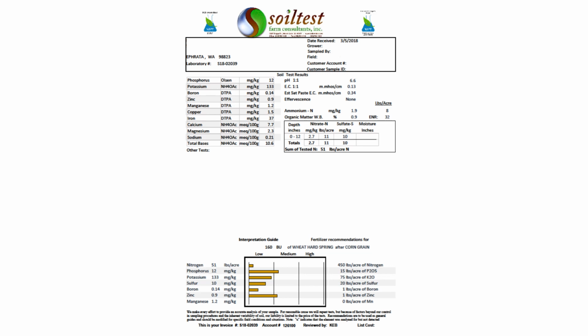In our case, like I said, we need to add 450 pounds per acre of nitrogen. Our phosphorus is also a little bit on the low side, so there's a recommendation for 15 pounds, 75 pounds of K2O, 20 of sulfur, and a pound each of boron and zinc. And these recommendations are based on a growing season. And so the application of nitrogen especially can be made over several applications.